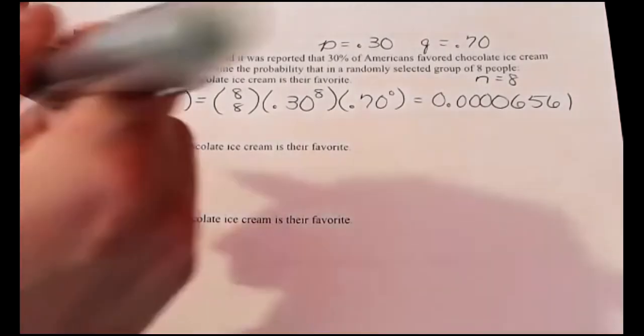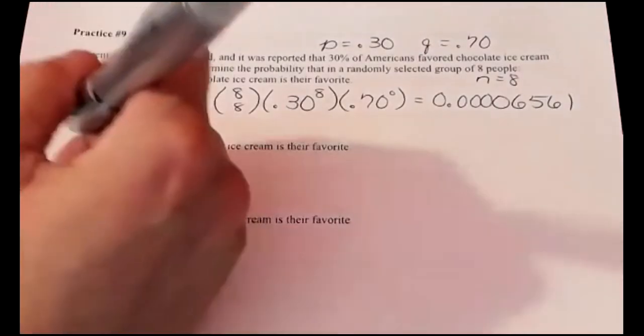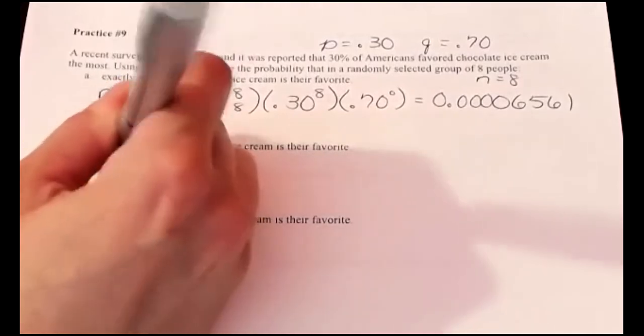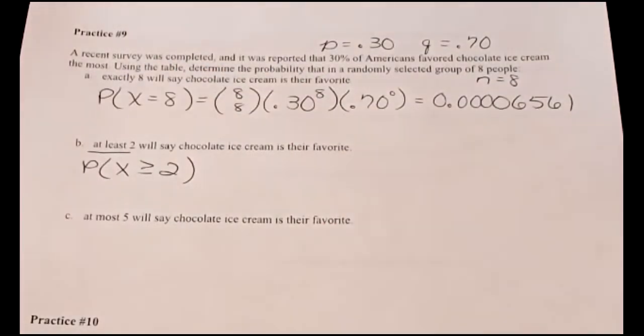Now, notice the next one says at least 2, right? So at least 2, what does that mean again? At least 2? 2 and up. 2 and up, 2 or more. So we want the probability that X is greater than or equal to 2. So I'm going to go to the website again.